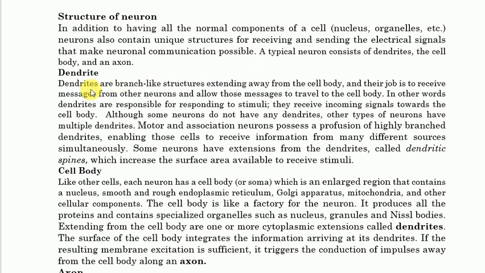Dendrite ni branch-like, zenyewe ni kama matawi ya mti. Na kazi yake kubwa ni kureceive stimuli. So dendrites are branch-like structures extending away from the cell body. And their job is to receive messages from other neurons and allow those messages to travel to the cell body. Inaweza ku-receive message from other neurons au from receptors, then inaipeleka kwenye cell body. Kwa kifupi tunachotakiwa kujua ni kwamba dendrite zina-receive impulse na zinaipeleka kwenye cell body. They transmit impulse towards the cell body.